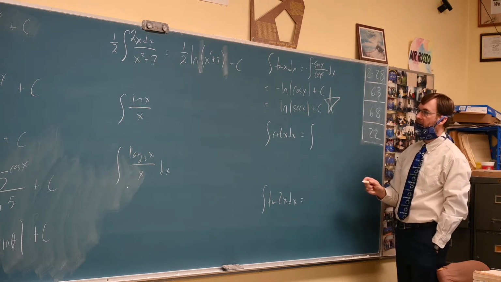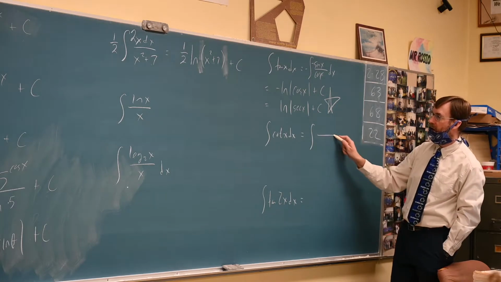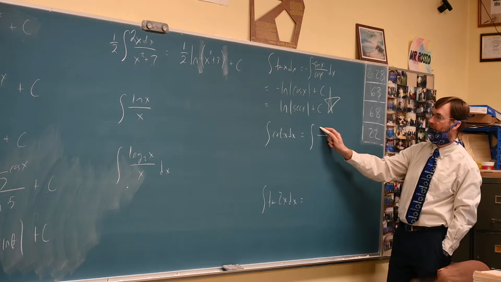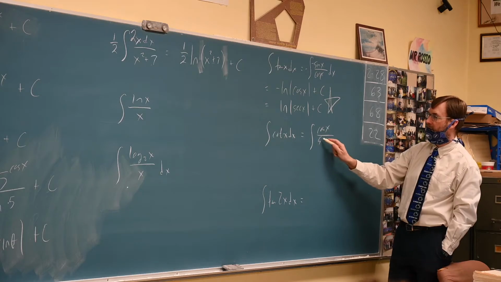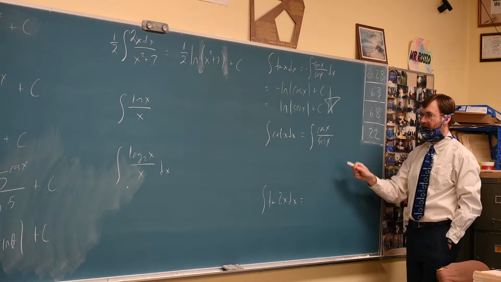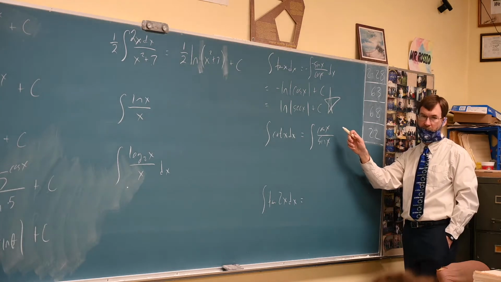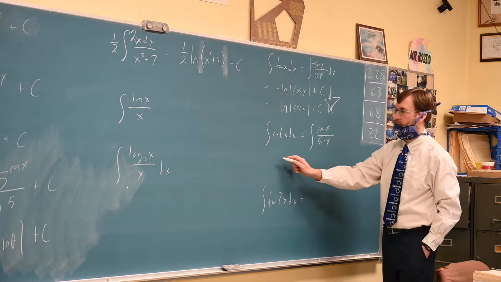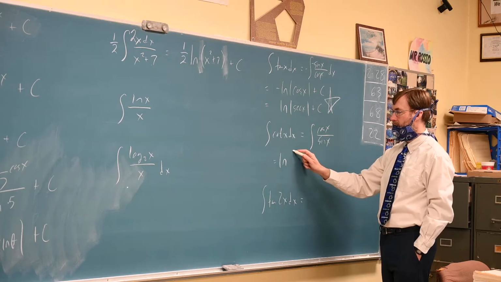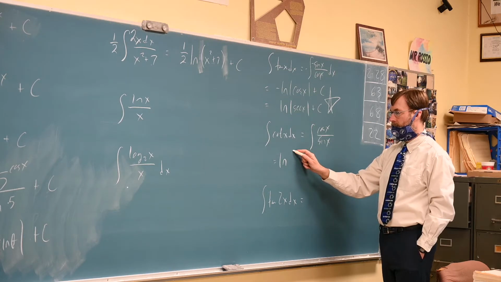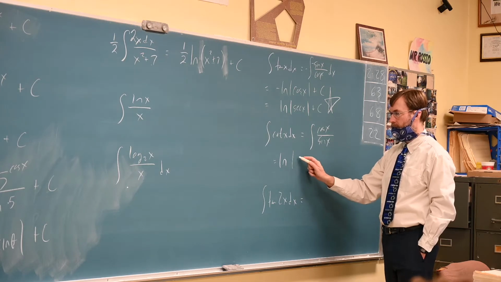If we go to do cotan, cotan could instead be written cosine over sine. Is the derivative of the bottom more or less on the top? Perfectly. So this would be ln sine with bars.